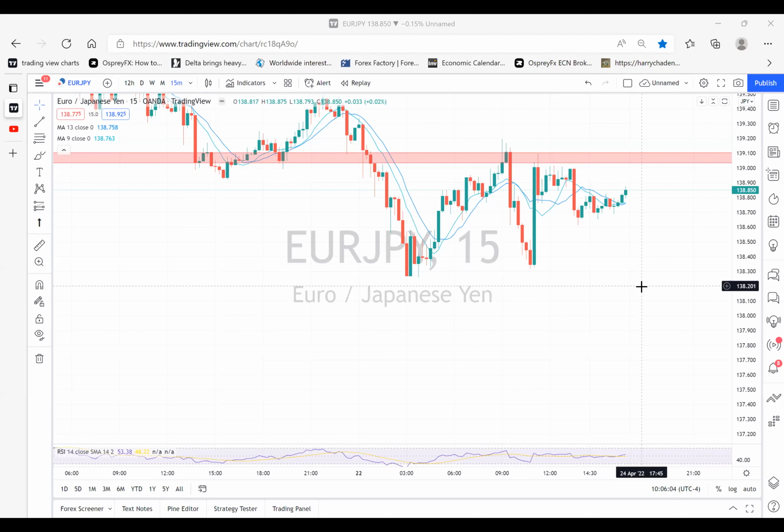Okay, so the previous 2 weeks, we've discussed order blocks and imbalances. Now for the next 3 weeks, we will cover Wyckoff schematics.